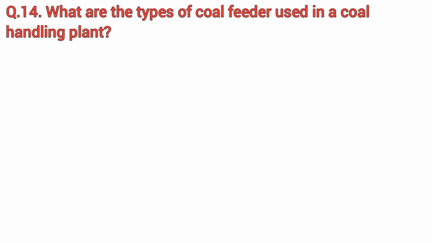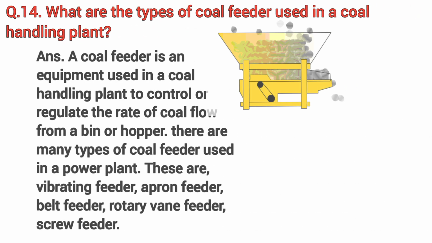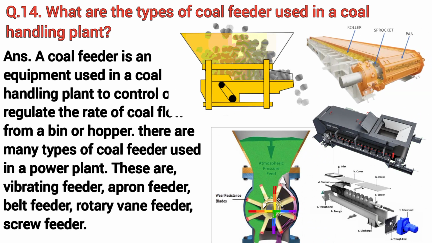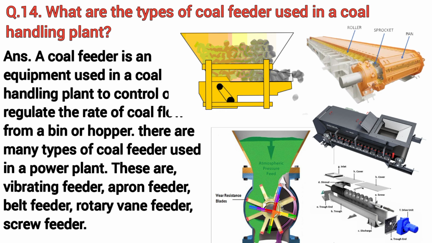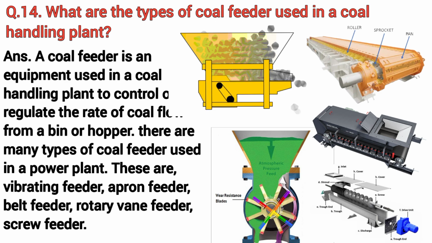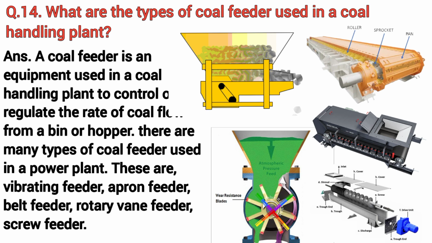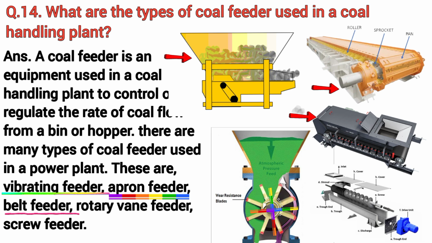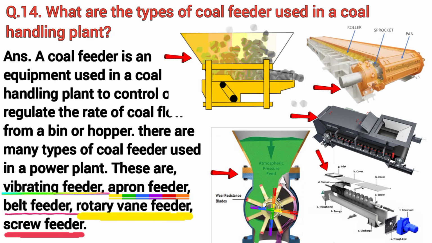What are the types of coal feeder used in a coal handling plant? A coal feeder is an equipment used in a coal handling plant to control or regulate the rate of coal flow from a bin or hopper. There are many types of coal feeder used in a power plant. These are vibrating feeder, apron feeder, belt feeder, rotary vane feeder, screw feeder.